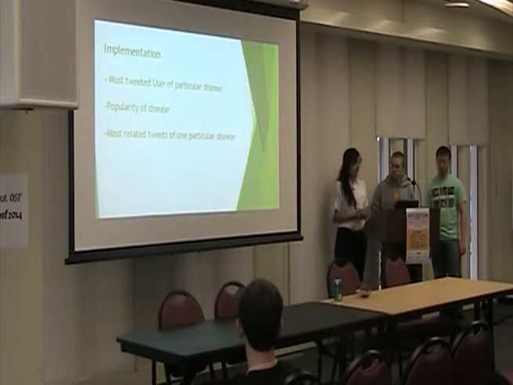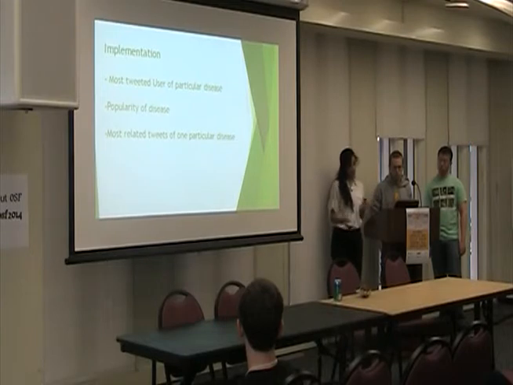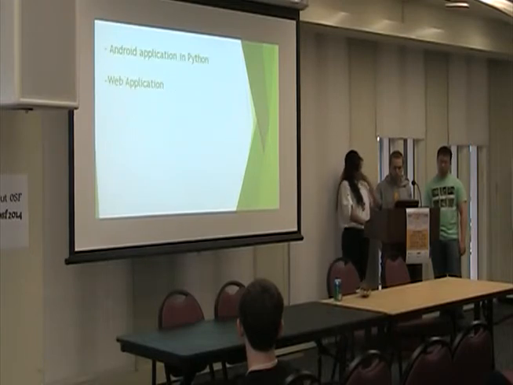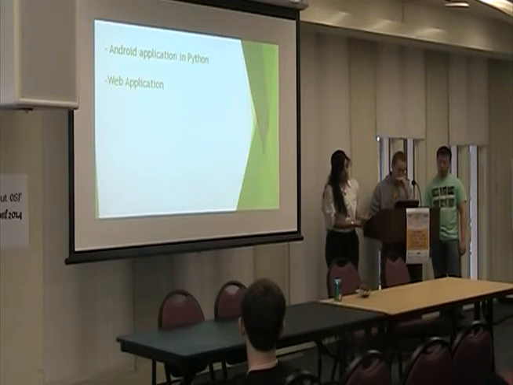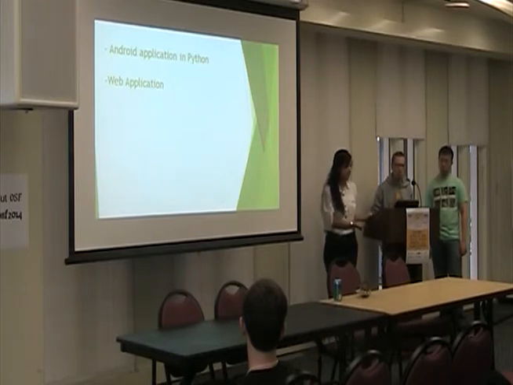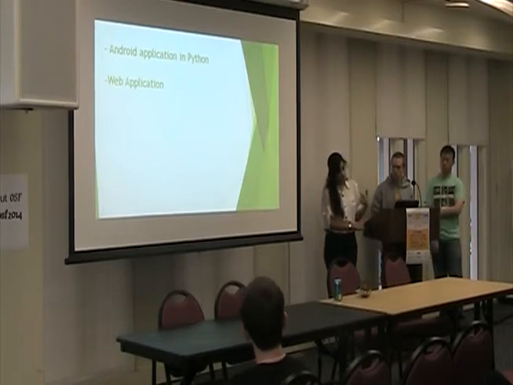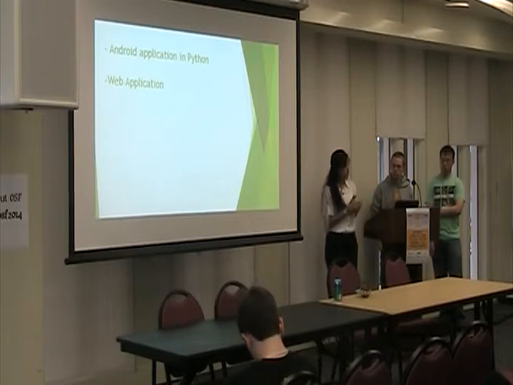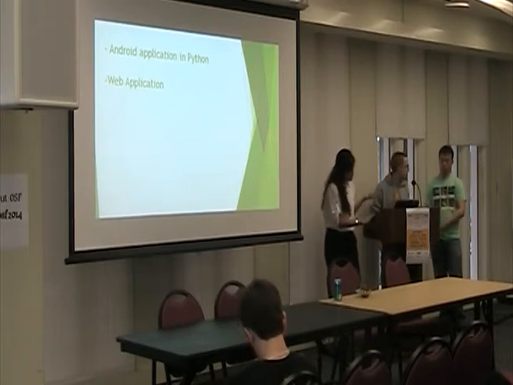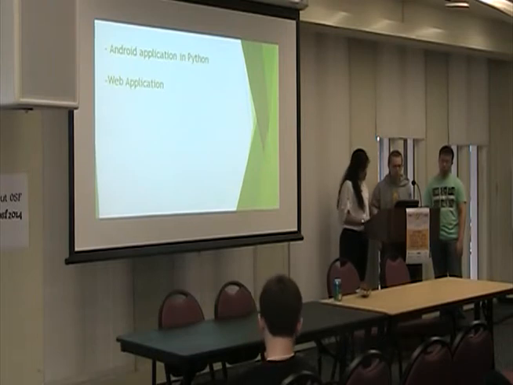The third one is we are going to get the most related tweets which have more information about the particular disease. So these three are the functions which we are going to implement in our project. Actually, we planned to do an Android application in Python, but we haven't got any particular assistance on how to implement it. We only know how to implement Android applications in Java. So at this point we are going with a web application. We are doing the data collection and the algorithm in Python, but the UI interface using JavaScript. We are going to explain that in detail in the next slide.